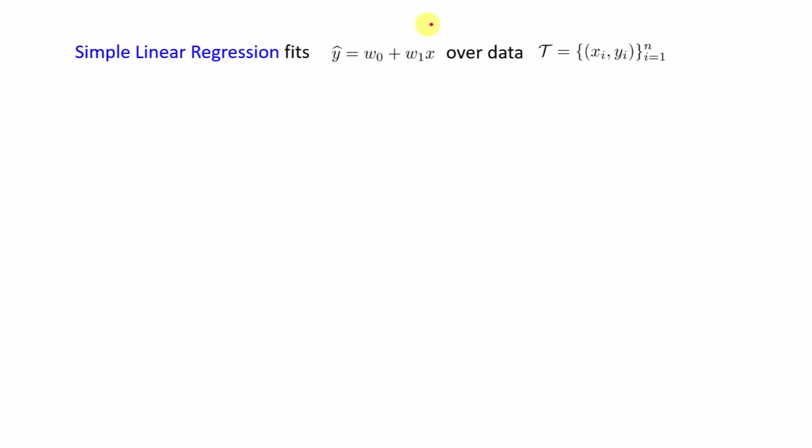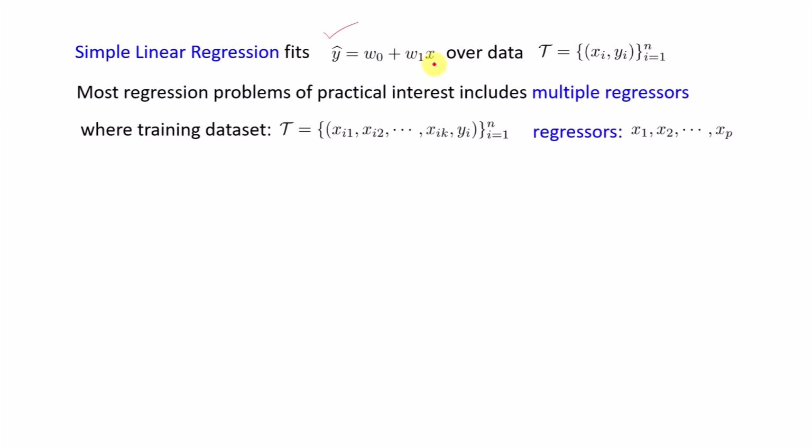Earlier, we were discussing using this training dataset T, xi, yi, where i goes from 1 to n, to get a regression fit, that is an approximation y hat is equal to w0 plus w1x. Now, as we have discussed, in reality, in most problems you will find that they have multiple regressors. In the case of multiple regressors, the training dataset will look something like this. Each data point i will have x1, x2, etc. up to xk, all at i, and yi.